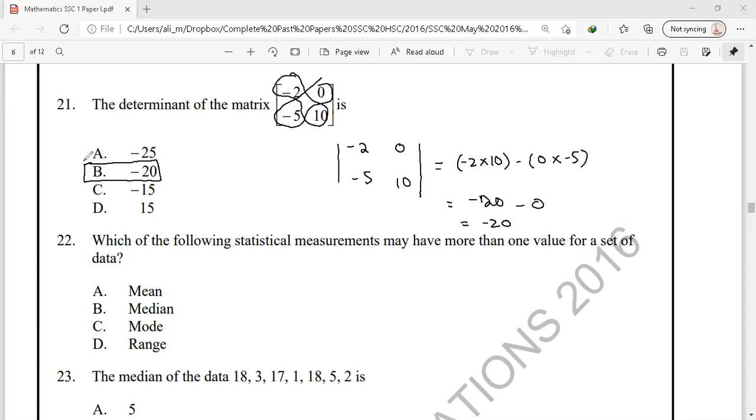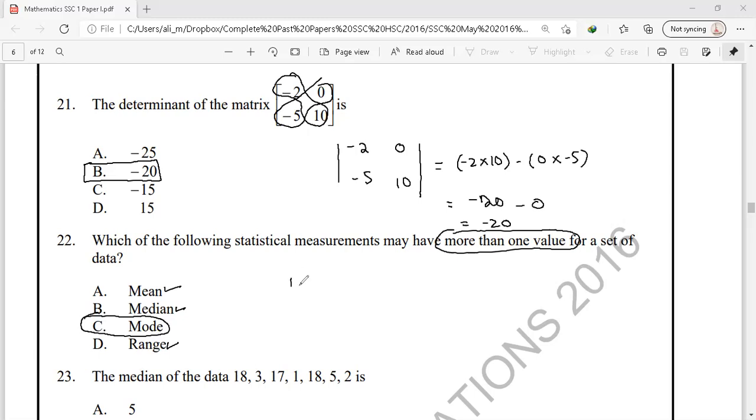Next, we have question number 22. Which of the following statistical measurements can have more than one value? We know that the median is only one for any given data, the mean is one for any given data, and the range is always one for any given data. So the mode is the one that can have multiple modes for any given data.